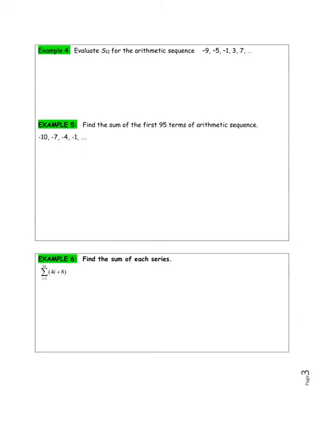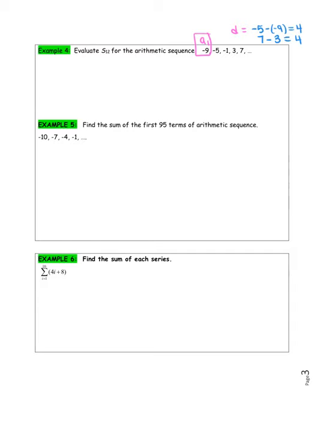So we're going to evaluate S sub 12 for the arithmetic sequence. So we know a1 is negative 9, and d is a2 minus a1. So negative 5 minus negative 9 is 4. We can double check. We can also say a5, which is 7, minus a4, which is 3, and we still get 4. So we know d is 4.